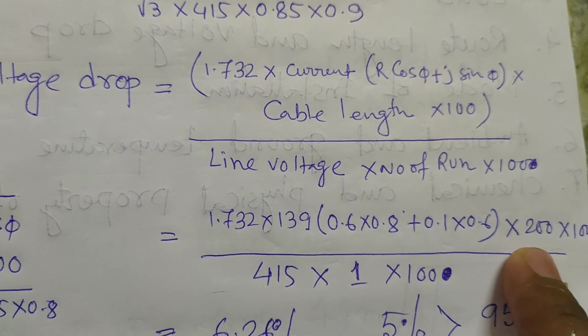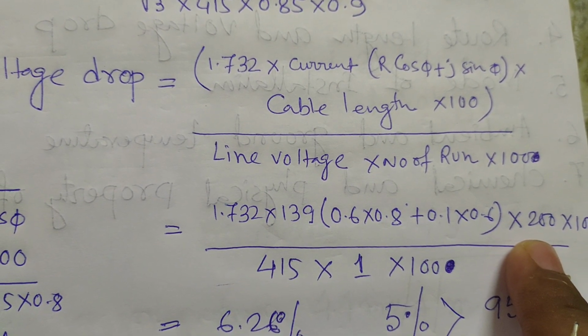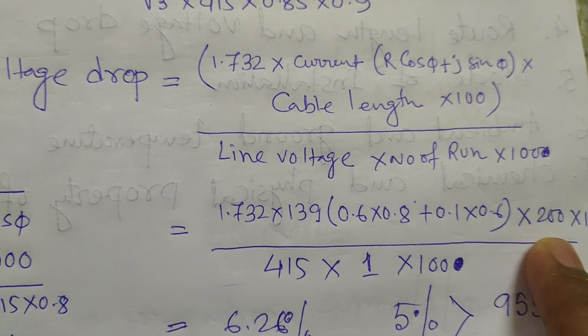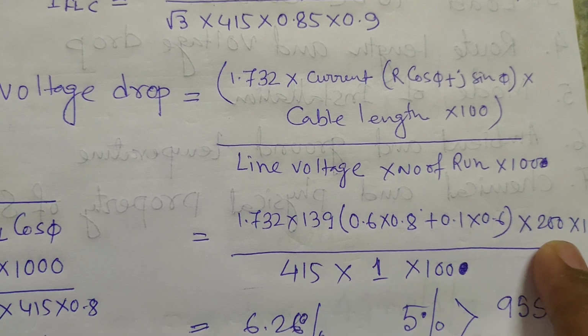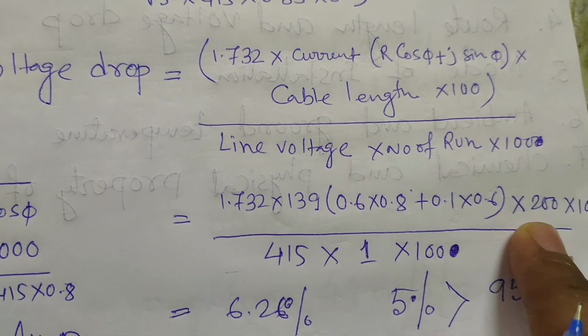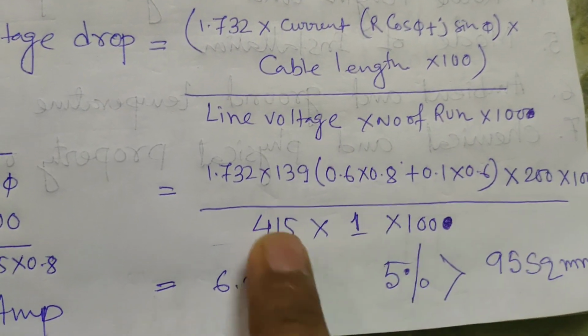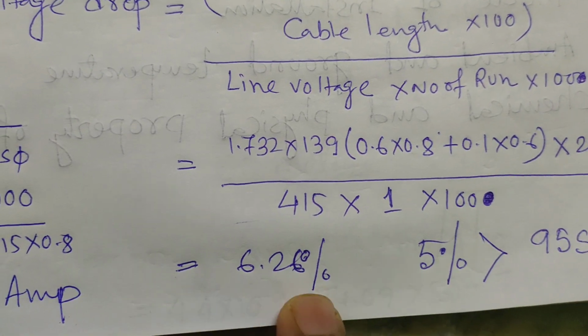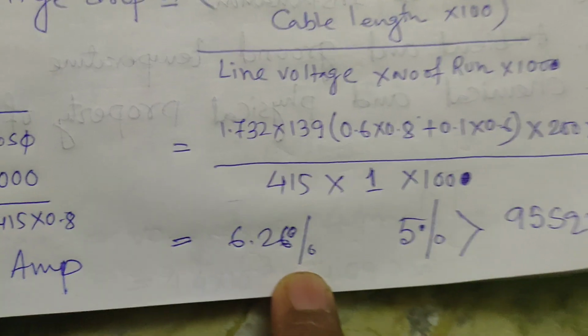What is the 200? 200 is the cable length. For calculating the voltage drop, we have to put the length of the cable here. So we put the length of the cable into 100 divided by 415 into 1 into 100. We get a voltage drop of 6.28%.